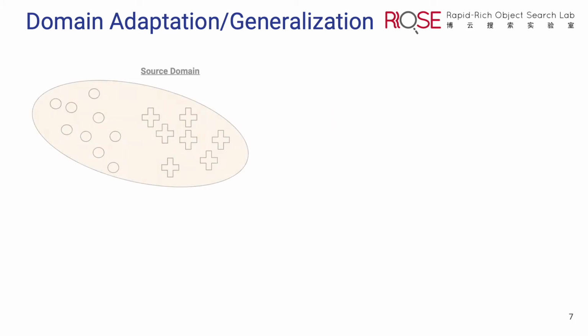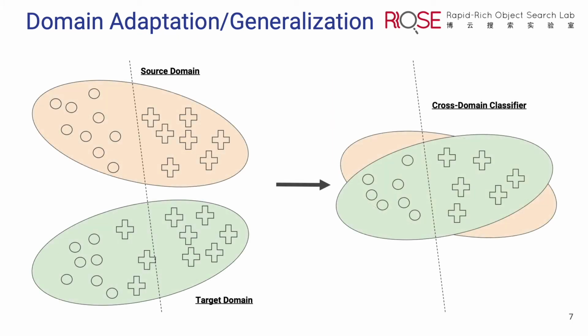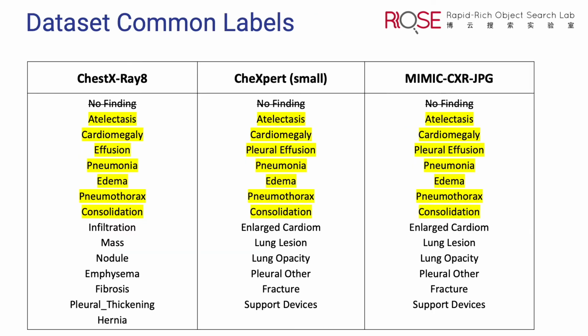To solve this problem of performance degradation between different domains, we propose to use domain adaptation or domain generalization methods to reduce the domain gap during the training. In this datathon, we experiment with 2 simple approaches to alleviate the problem of performance degradation during the cross-dataset or cross-domain evaluation. In order to perform the cross-dataset evaluation, we need to figure out the common labels between the 3 datasets. There are a total of 8 labels commonly shared between Chest X-ray 8, CheXpert, and MIMIC-CXR-JPG.